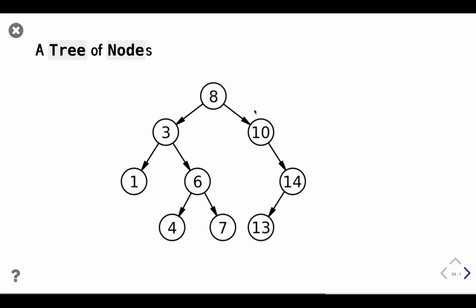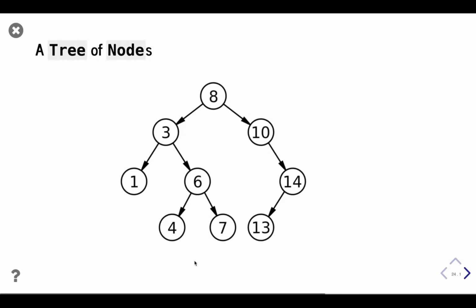And all the values under the node 8 right subtree are bigger than 8. Again, all the values under the node 3 left subtree are smaller than 3, and all the values under the node 3 right subtree are bigger than 3.